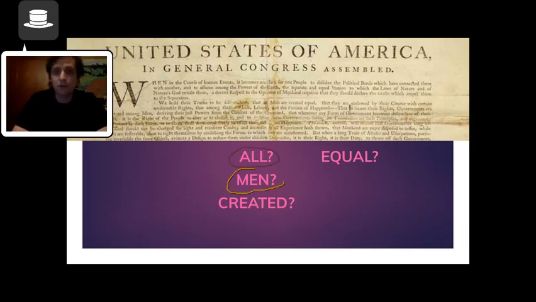And specifically, who do we mean? Men? Do we mean men as different from women? Men as different from boys? Who are men? Who are all men? And created? Well, does that mean that at birth, all men, whoever all men are, are created equal, but between birth and death, they become unequal?